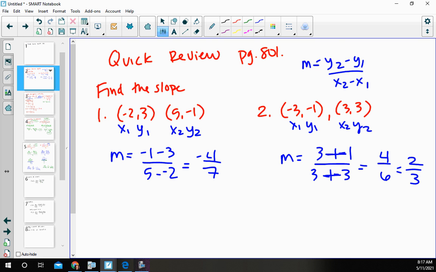So our first two, remember our slope equation is y2 minus y1 over x2 minus x1. Okay, so I label my points first so that I don't mess up which one is y2, which one is y1, and so forth. Okay, and then I go ahead and shove it in. So y2 minus y1 over my x2 minus x1 to get my slopes.